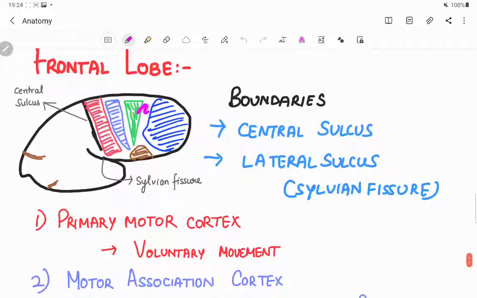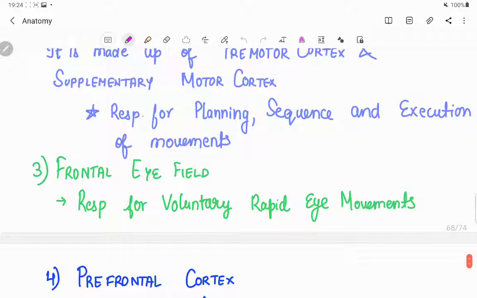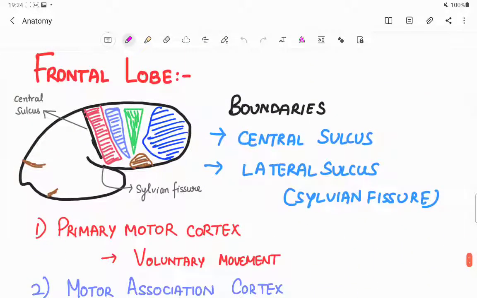The third part, which you can see in green color, is the frontal eye field. You have to remember that it is called the frontal eye field. We'll be talking about it later. And the one which you are seeing in dark blue color, the bigger one, is called the prefrontal cortex. All right, and the one in the brown color, this small area located below all these, is called the Broca's area.